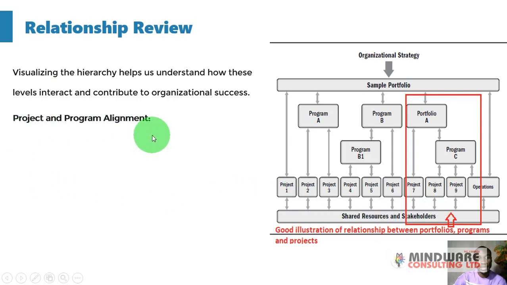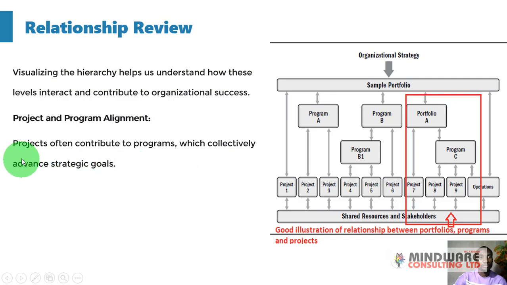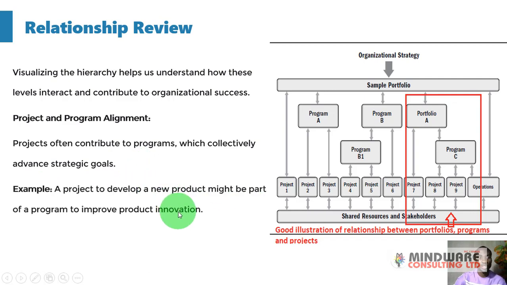First of all, the project and the program alignment. Projects often contribute to programs which collectively advance strategic goals. So without projects, you cannot have programs. As you can see, these projects make up this program, program A. Projects 2 and 3 make up this program A, and then this project 1 and program A now make up this sample portfolio, which gives us the organizational strategy. Do you understand that now? So projects contribute to programs, and these help to advance the strategic goals of the organization.